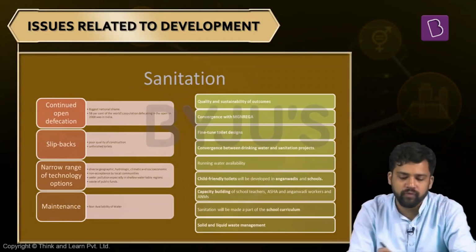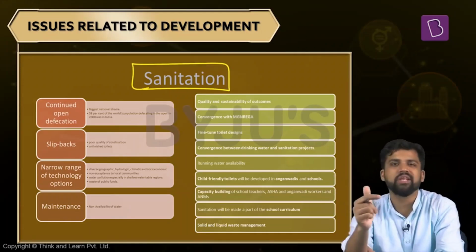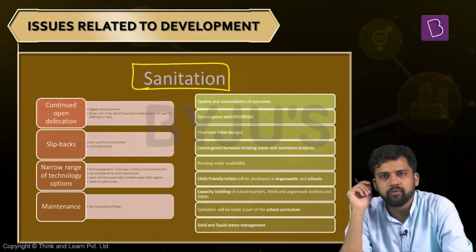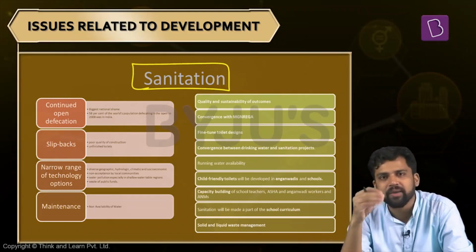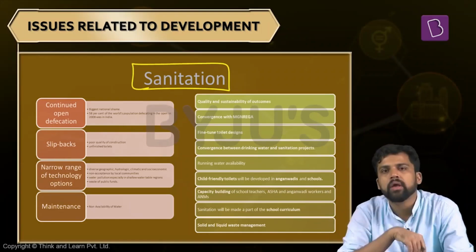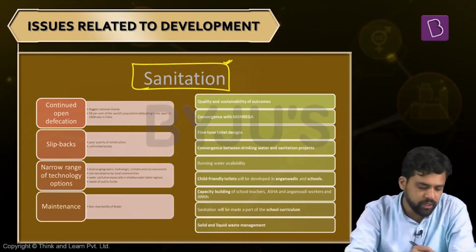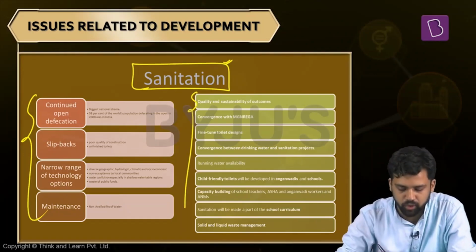Another associated issue is the issue of sanitation. Water and sanitation play a very significant role in the health status of the population. If clean drinking water is not there, if proper sanitation facility is not there, there is a high prevalence of different kinds of diseases, especially waterborne diseases. Now, when it comes to sanitation, what are the challenges we face? And what can be some possible solutions to these challenges?